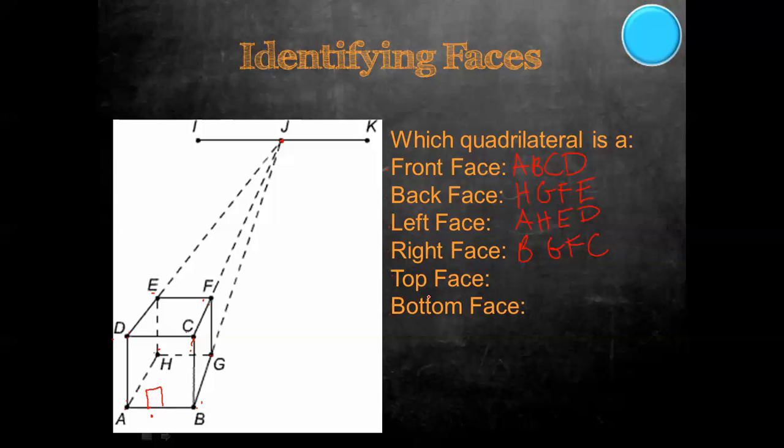The top face would be like the top of the house, so we're going to say D, C, F, E. And then the bottom face would be like the floor, so we would say A, B, G, H. And that is the end of 3D Figures Part 1.